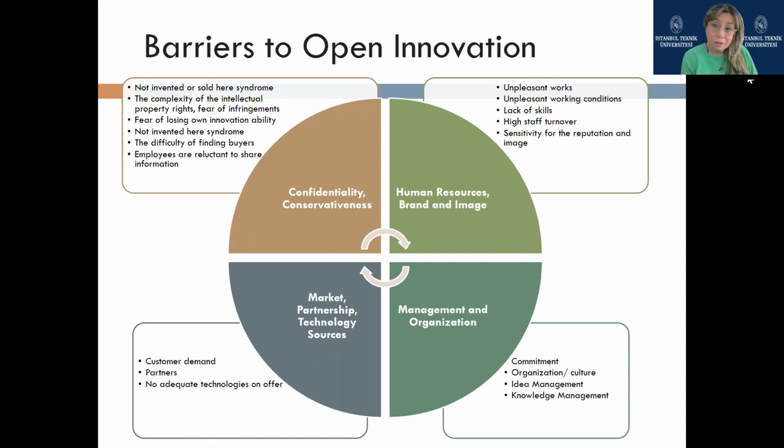However, it is not that easy. It's a rocky road, there are barriers. The most important barriers have 4 dimensions: confidentiality, conservativeness, human resources, brand and image issues, market partnership, technology sources, and management and organization. One of the barriers for confidentiality is not invented here, not sold here. It's not ours, so it's bad. If it's not mine, I won't use it. It's not my brand, my image. So this is a very heavy rock to remove. Not invented here brings competition and removes collaboration. And if I depend on others, I will lose my innovation ability. I will lose my muscles.